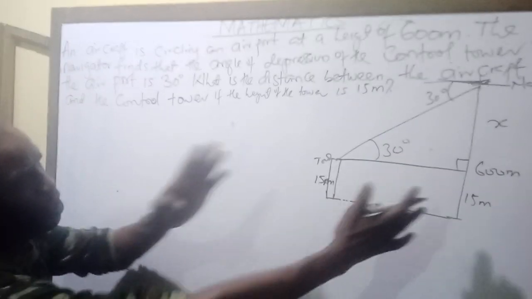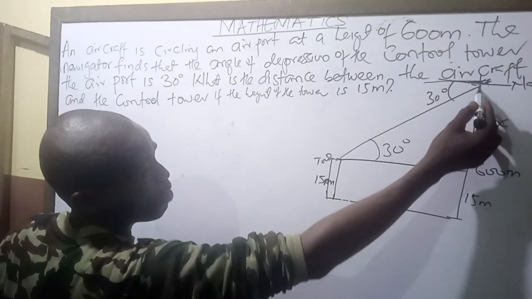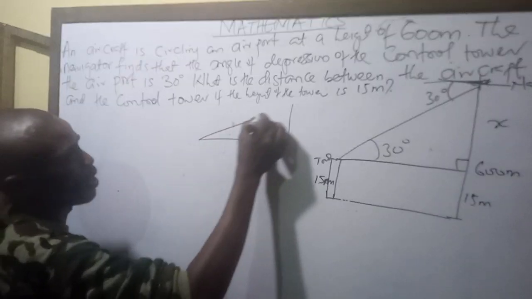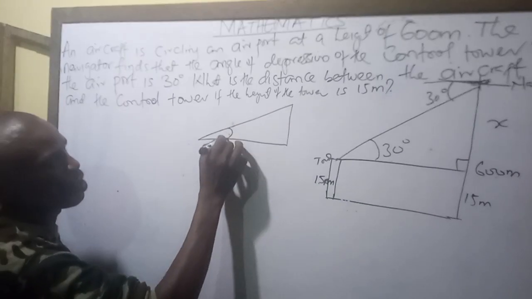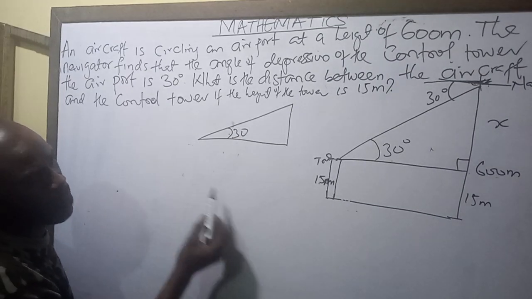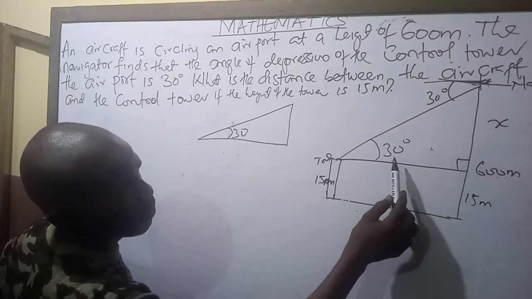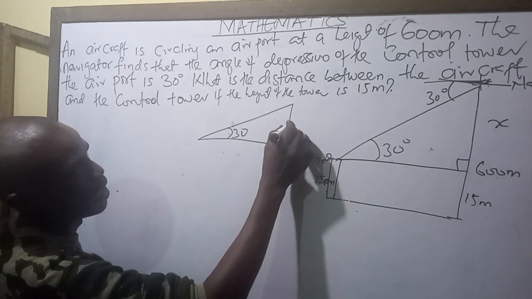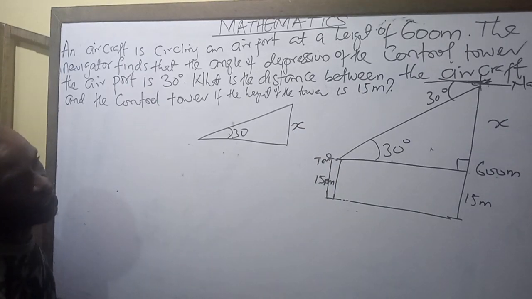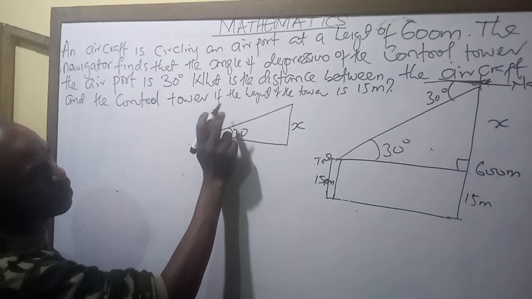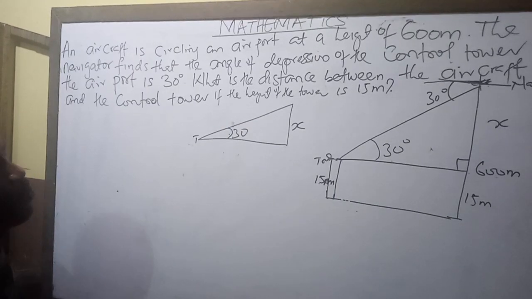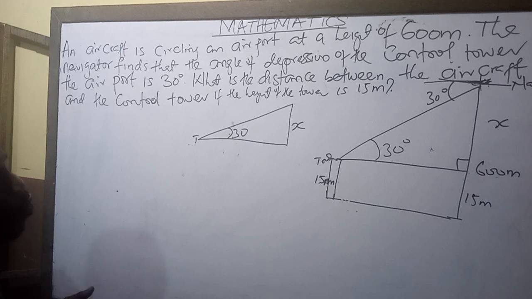Let us try to analyze this here. From here to here is x. Let's break out a triangle, and we have something like this. This one becomes 30 degrees. We have to calculate here, the distance between the tower and this place. Now, are we given anything again? No, we are not given anything again.